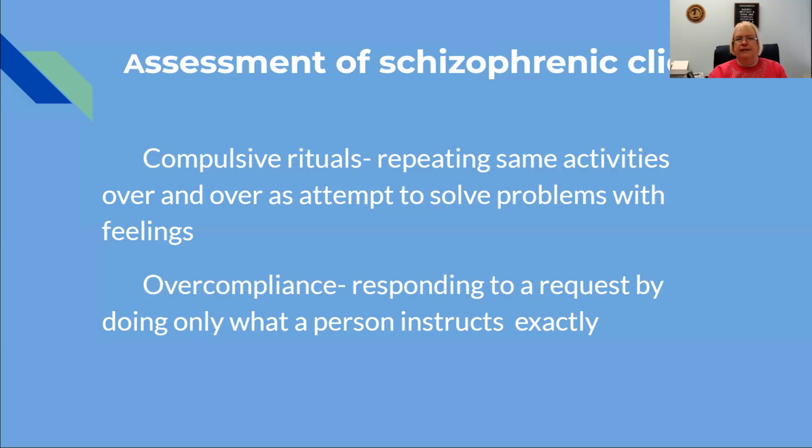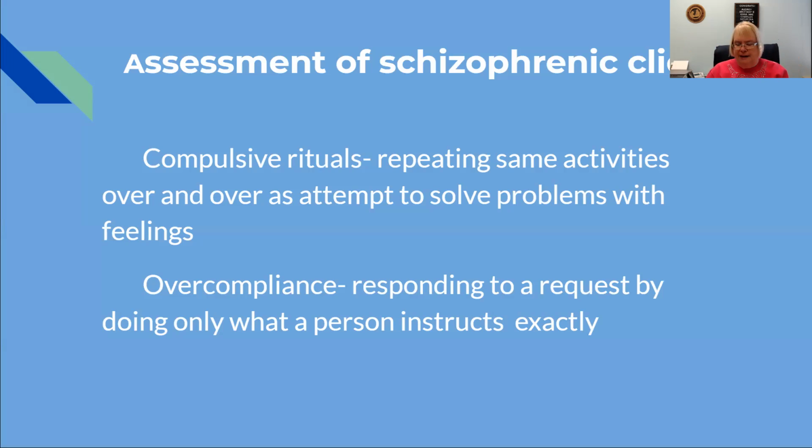So they have compulsive rituals. They repeat the same activities over and over in an attempt to solve problems with what they're feeling, not what they're thinking. This is totally different than OCD. Oh, I got it backwards. OCD is what they're thinking. Schizophrenic is their feelings, okay?